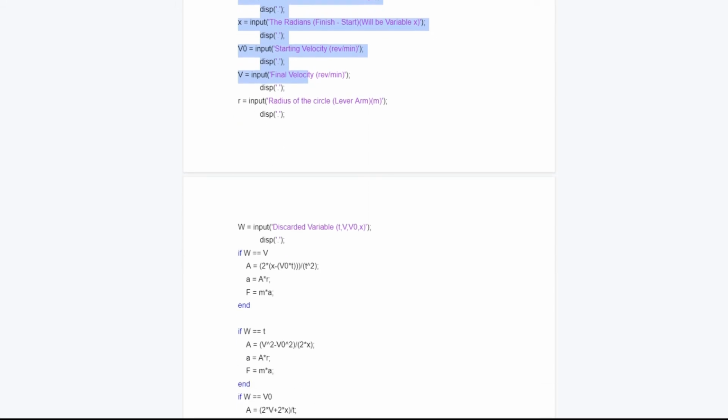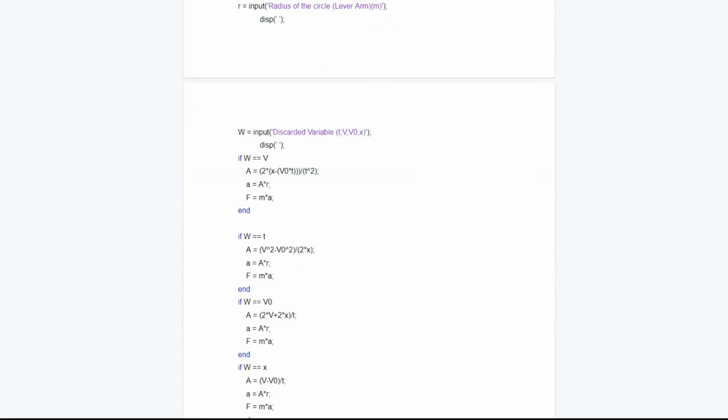And then this code right here is where it gets a little complicated. Pretty much all these if and ends are due to this input right here. You'll have a discarded variable, and all the kinematic equations are missing one variable. That's why the fifth equation doesn't have angular acceleration. So if we're missing velocity, then it'll go to if w equals v, and then it'll solve it out using the equation that doesn't have velocity, and so on and so forth.